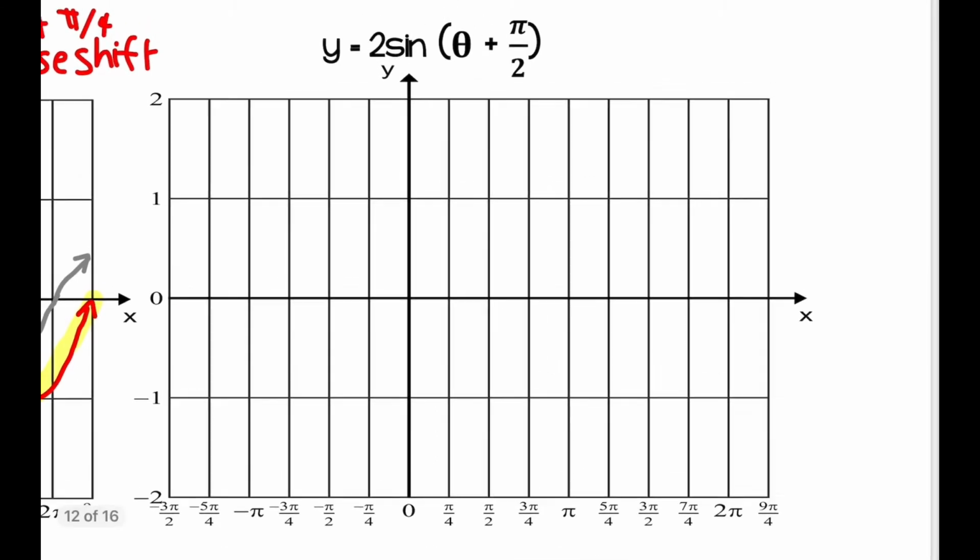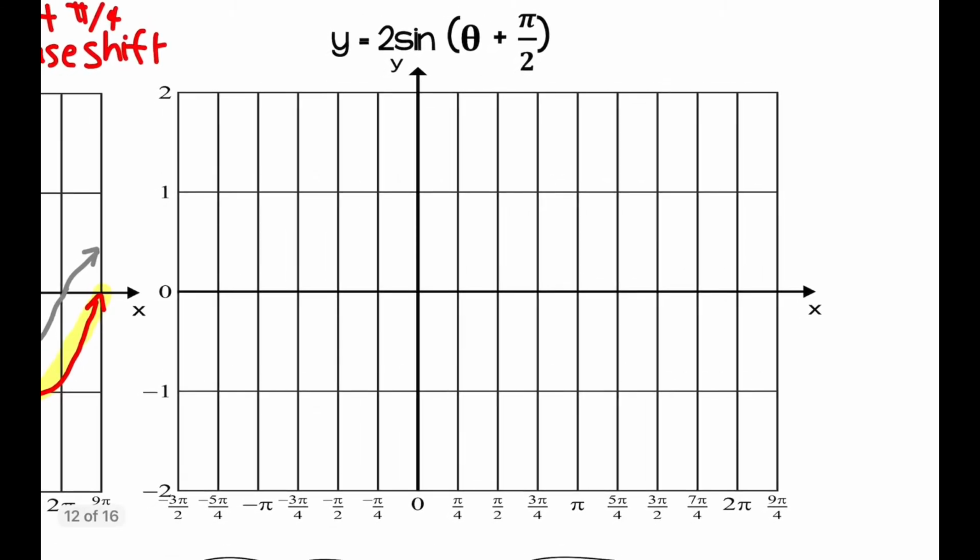Okay, the next one we're going to do, there are 2 things going on here. There is a phase shift. This time it says pi halves, which in this graph is 2 boxes. And then it also says that we have an amplitude, so it's going to be stretchier. It's going to be going higher and lower like that. We really just need to deal with one thing at a time.